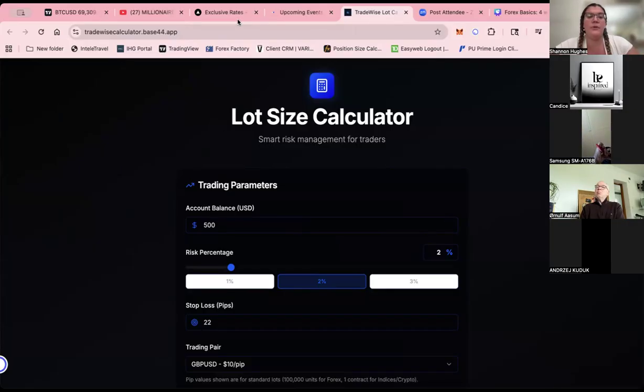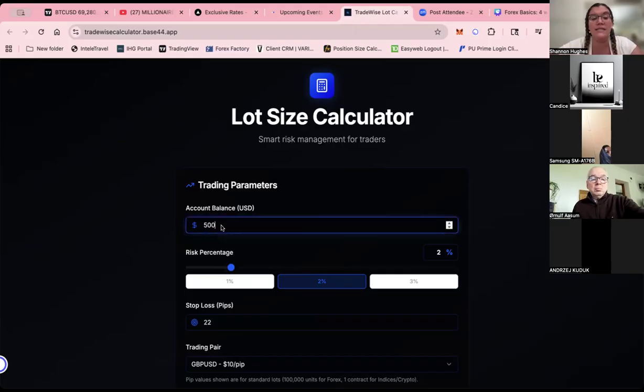A lot size calculator is nothing about the signals, it's about your risk on your account. So my account size is going to be different to your account size, which is going to be different to Candace's account size, which is going to be different to Donnie's account size. A lot size calculator is for calculating your risk. So for example, let's say I've got $526. You can round up. Let's say I've got $550 in my trading account.